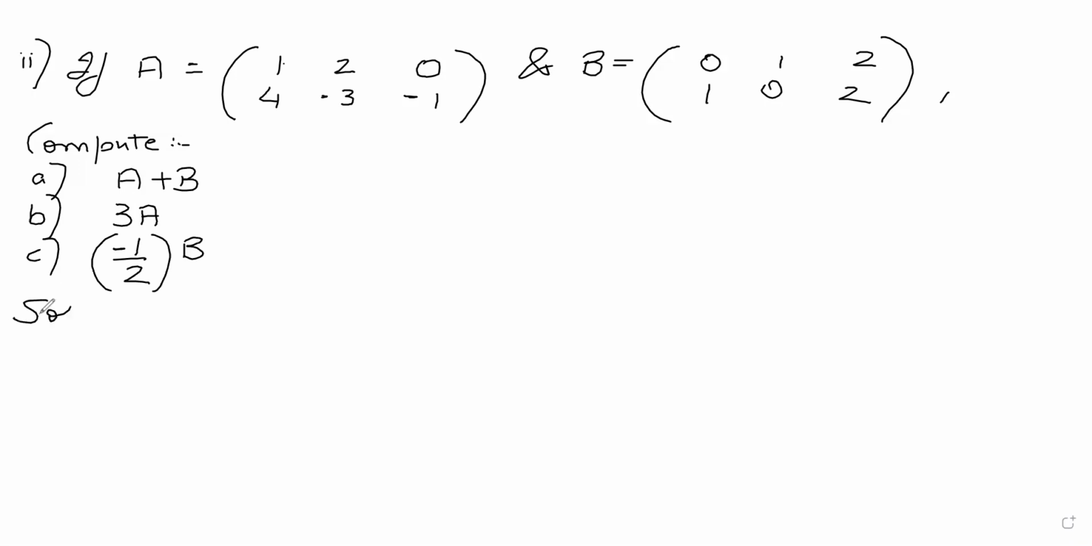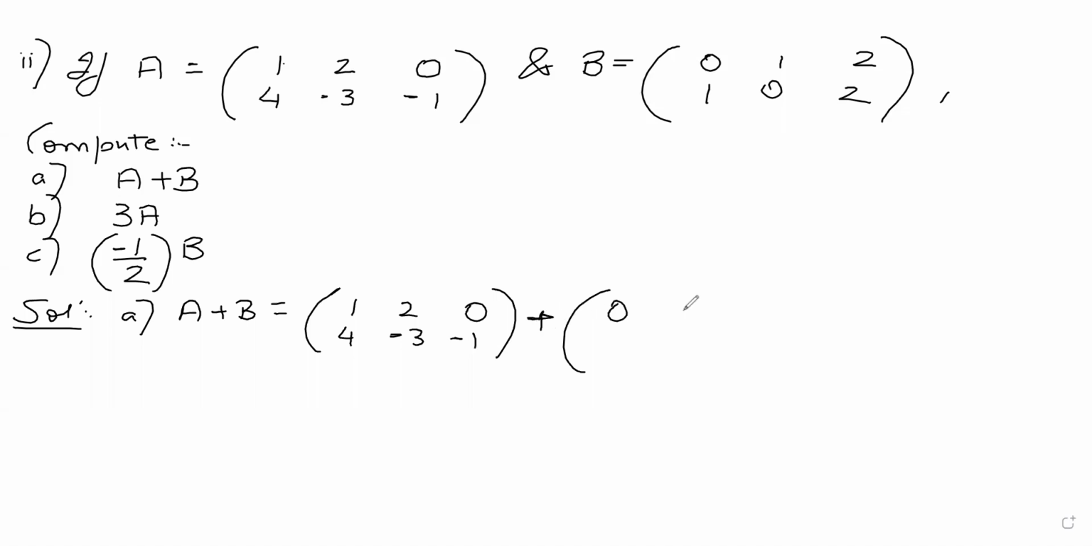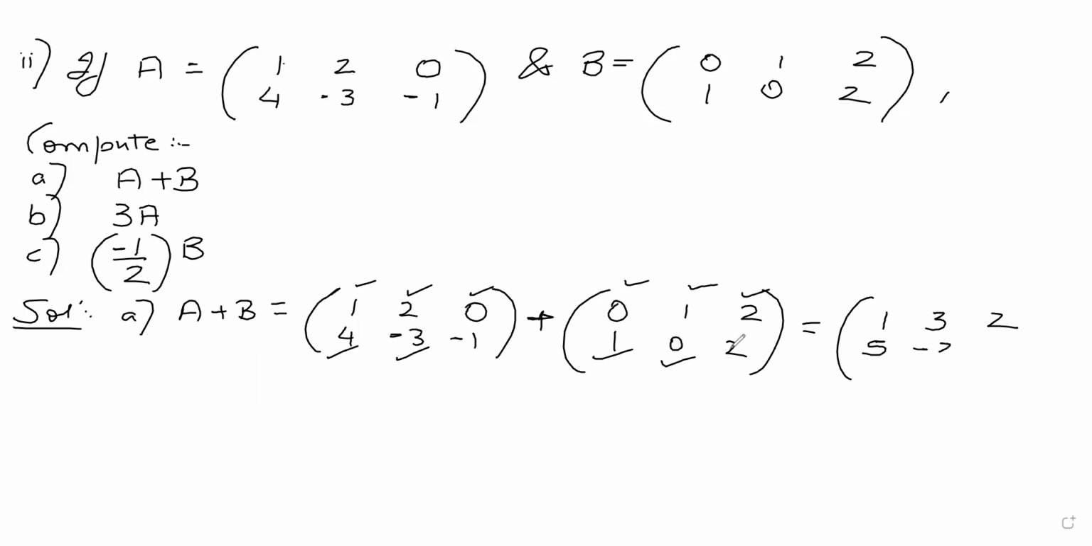Okay, so if we quickly solve part A, matrix A plus B means what, guys? We are adding up 1, 2, 0, 4, minus 3, minus 1, plus 0, 1, 2 and 1, 0, 2. That means we are adding the corresponding entries. 1 plus 0, 1, 2 plus 1, 3, 0 plus 2, 2, 4 plus 1, 5, minus 3 plus 0, minus 3, minus 1 plus 2, 1.